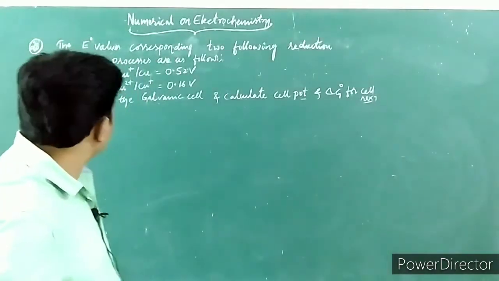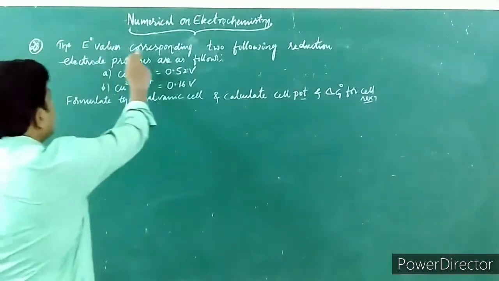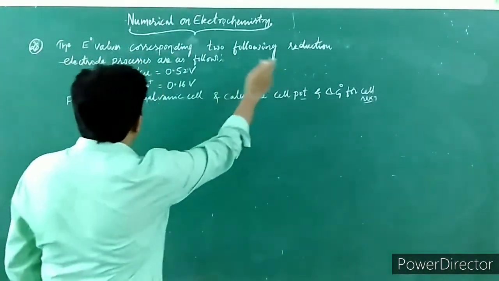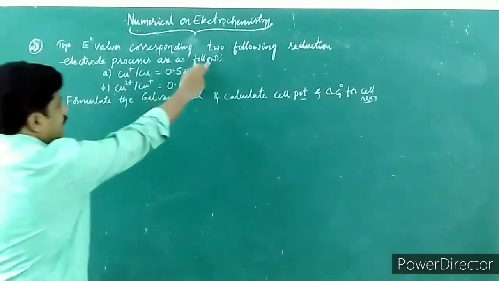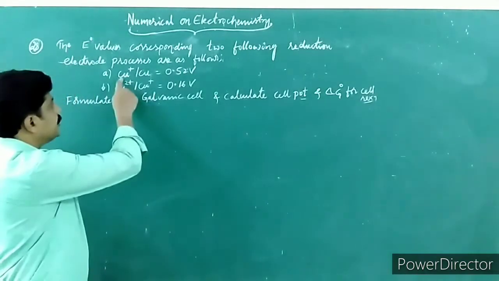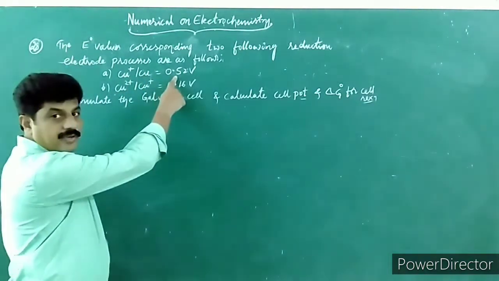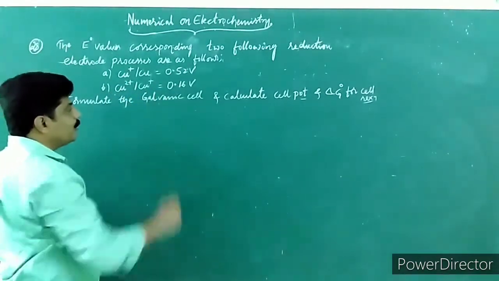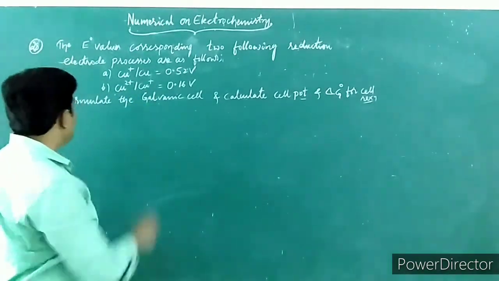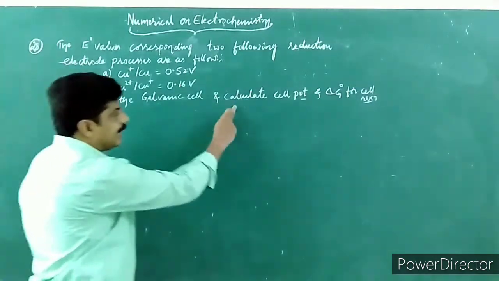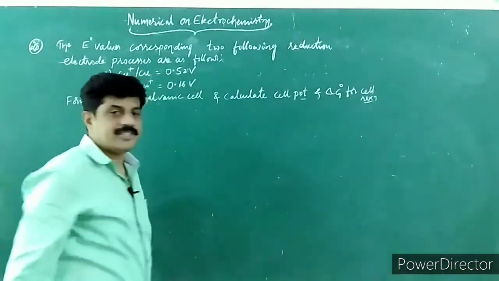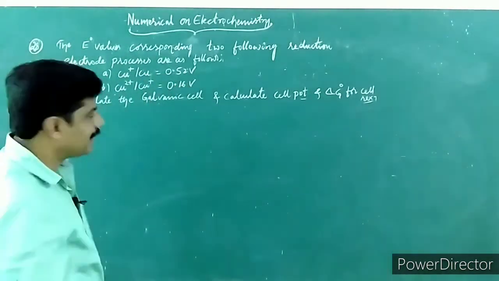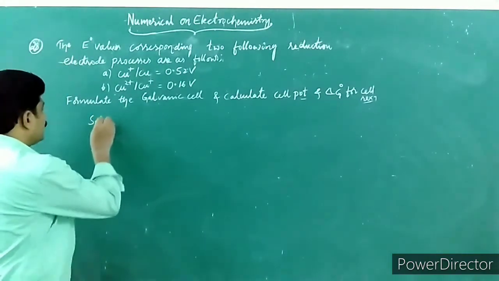Children, let me take up one more numerical. The E naught values corresponding to two reduction electrode processes are as follows. A, Cu+|Cu is equal to 0.52 volts. B, Cu2+|Cu+ is equal to 0.16 volts. Formulate the galvanic cell and calculate the cell potential and delta G naught for the cell reaction. Let me solve. Solution.